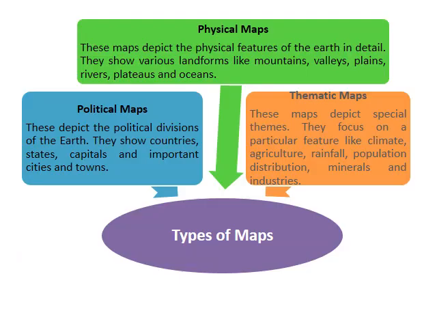Now let us learn about the types of maps. There are three types of maps: political maps, physical maps, and thematic maps. What are physical maps? These maps depict the physical features of the earth in greater detail. They depict the mountains, hills, plateaus, rivers, ravines, seas, and so on. Different colors are used to depict heights of mountains and depths of seas.